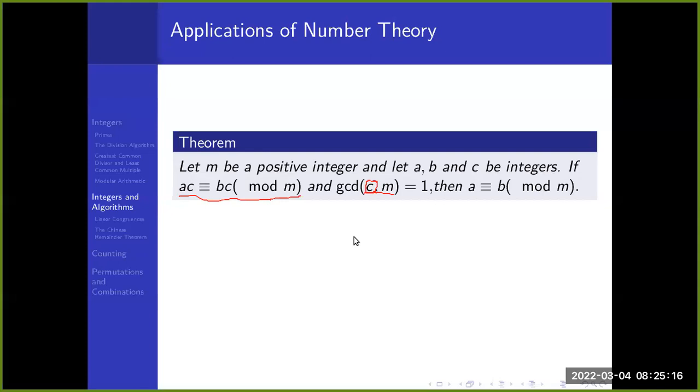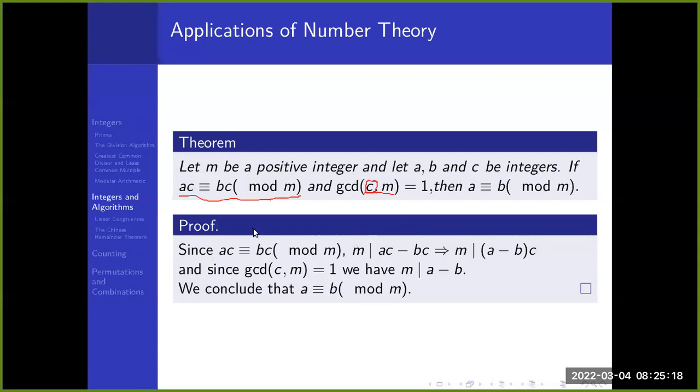So that is how it works. Let's prove this. Here, since AC is congruent to BC modulo M, that's the assumption we're given here. So we have to work with it.